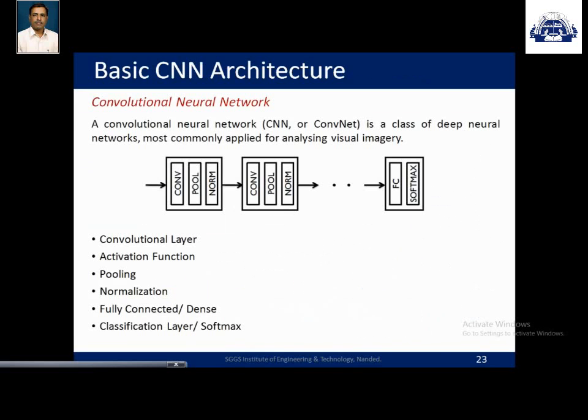The convolutional basic architecture: we will ponder here on a basic convolutional neural architecture. A convolutional neural network is a class of deep neural network mostly applied for analyzing visual images. This convolutional neural network basically consists of three subparts. One is convolution, then pooling and normalization, and finally the fully connected or dense network used for classification, where softmax can be used.